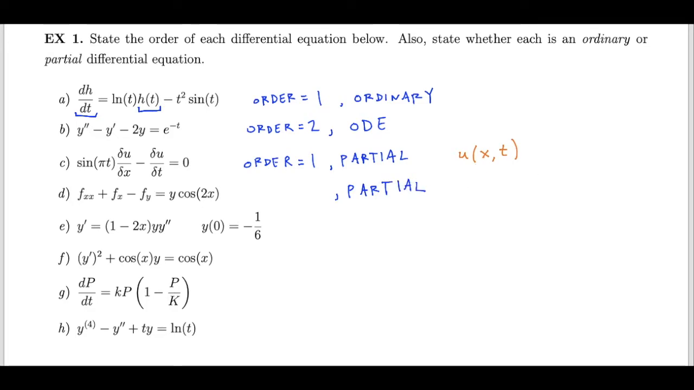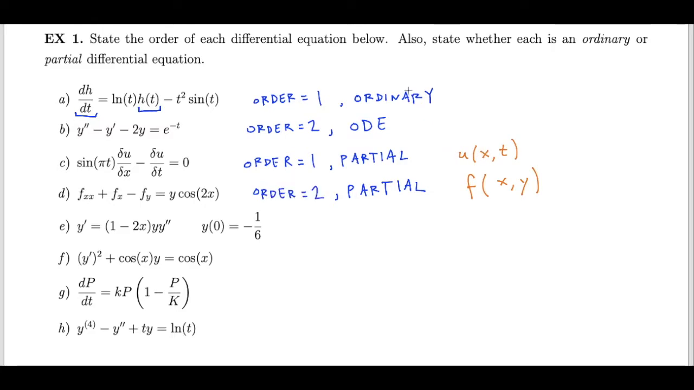And again, just to clarify the structure, it looks like I have a function f, and that function is dependent on x and y. There are two independent variables, x and y. This expression on the right is then just an expression in terms of those independent variables. So we've identified that we have a second order derivative, so the order of this differential equation will be 2.